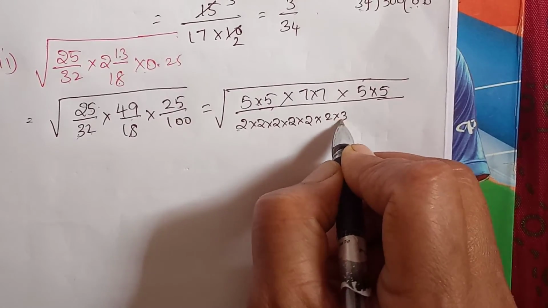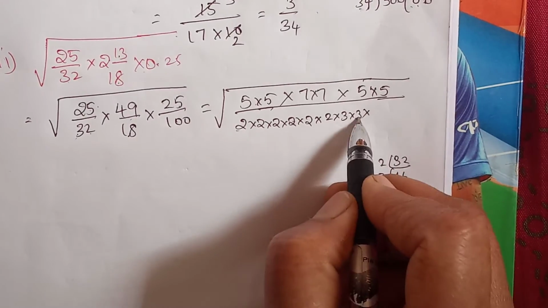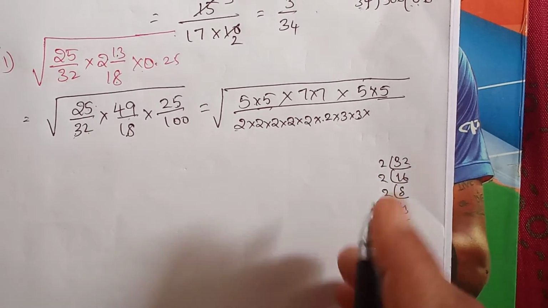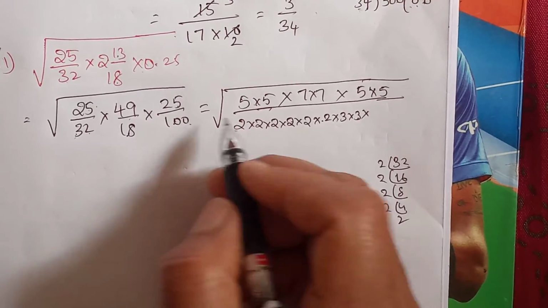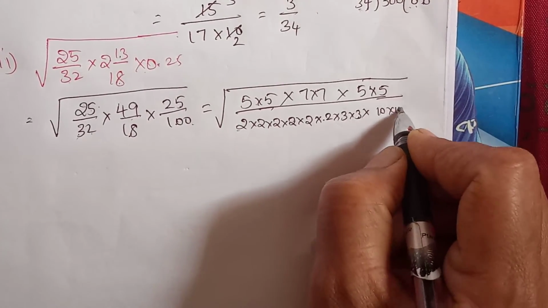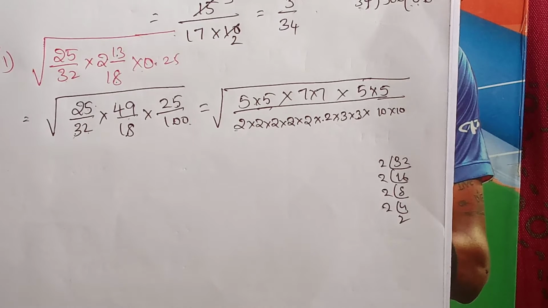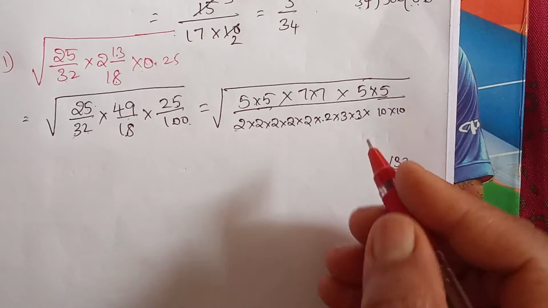2 into 3 into 3, 9 2s are 18. Okay, next again 100. How can we write 100? Directly I can write 10 into 10. Anyhow it's not a prime number, but yes we can write, because square root only we have to find.